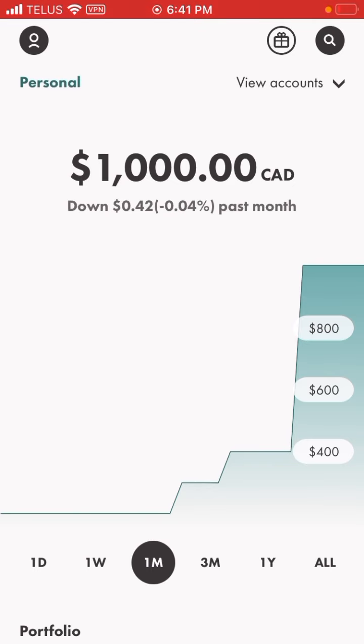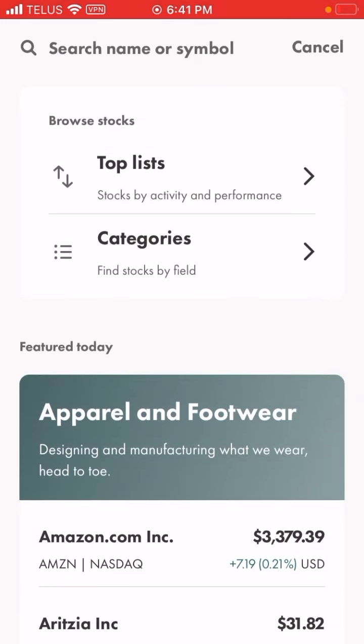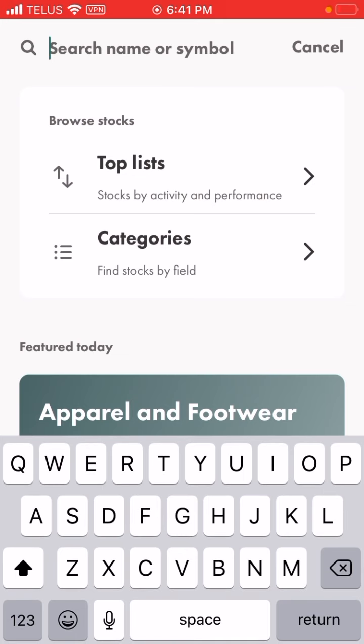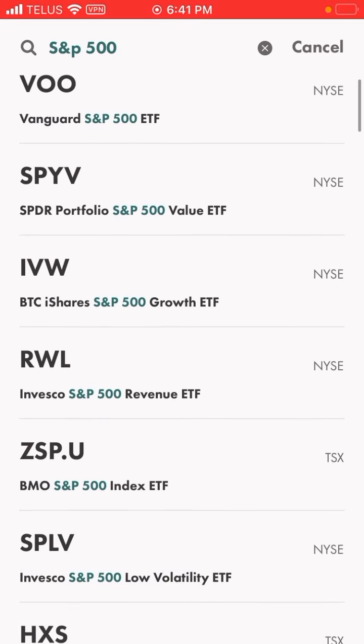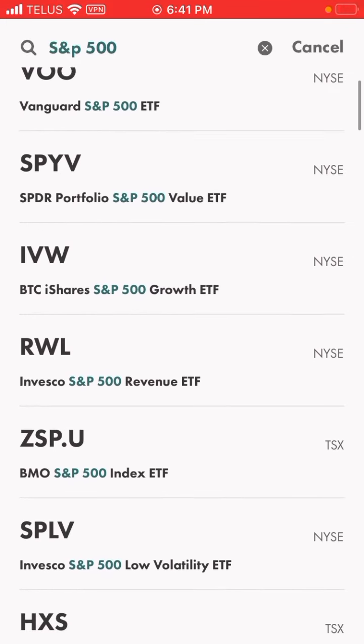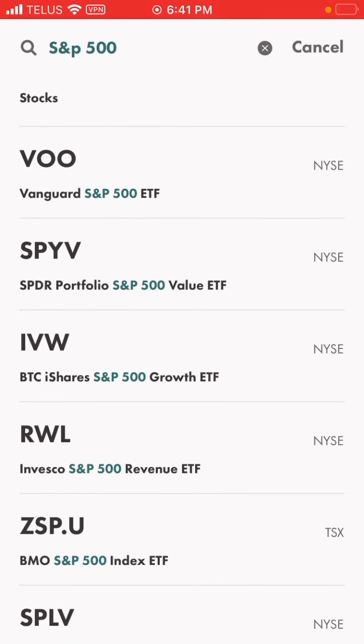And so to start, click the search button on the upper right corner of the screen in here, and then search the name or symbol. And so I wanted to buy an S&P 500 ETF. I just click in S&P 500. And so there are a lot of S&P 500 ETFs out there. What we wanted is to include all of the 500 stocks inside the S&P 500.